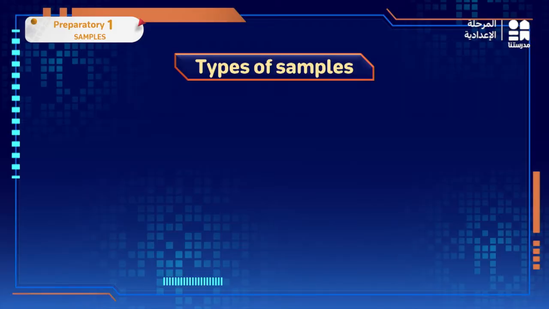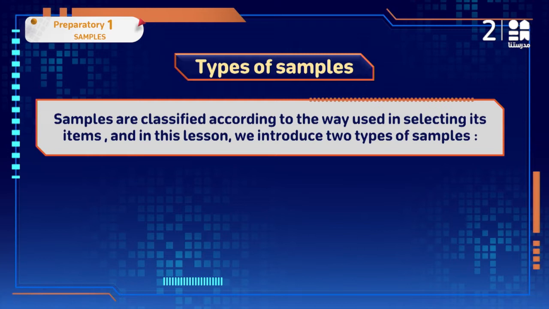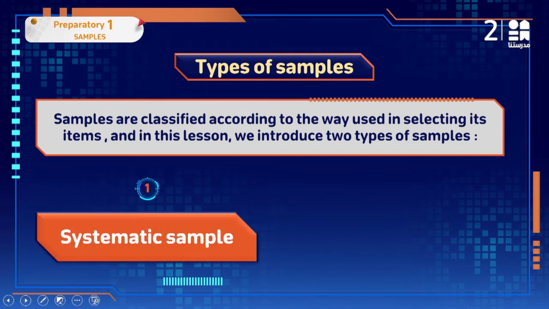the types of samples. As we said, there are two types of it. Samples are classified according to the way used in selecting its items. And in this lesson, we will introduce the two types of it. Number one, systematic sample. From its name, we have a system to pick or select this sample. So number one is systematic sample, and keep in mind, we have a system or a rule.